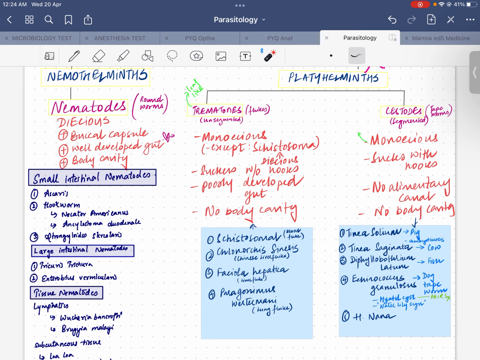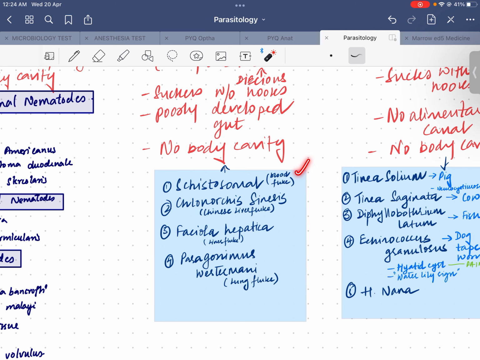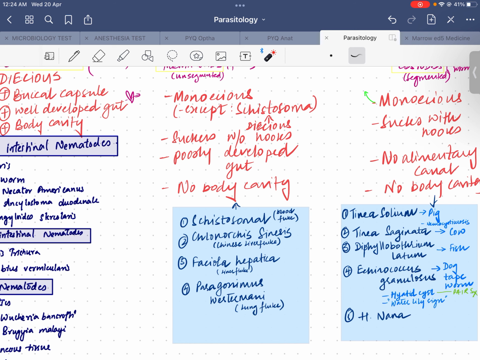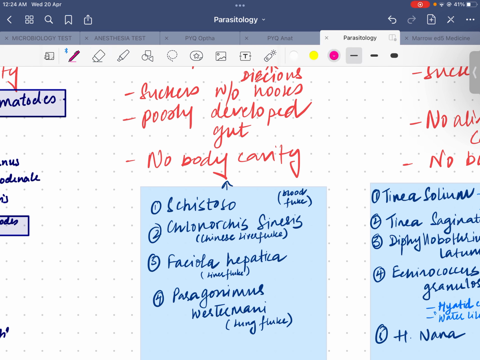Now let us start with trematodes. What are the examples of trematodes? Examples include schistosoma, Clonorchis sinensis, Fasciola hepatica, Paragonimus westermani. Now take some time and learn this. Schistosoma, which is blood fluke, Clonorchis sinensis, Chinese liver fluke, Fasciola hepatica, liver fluke, Paragonimus westermani, lung fluke.